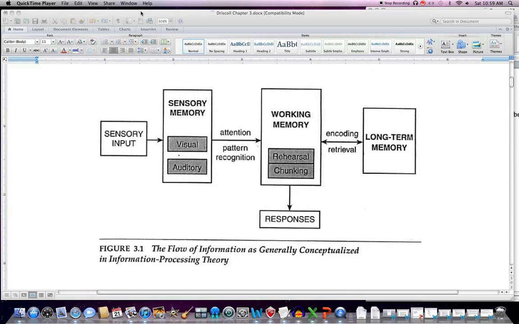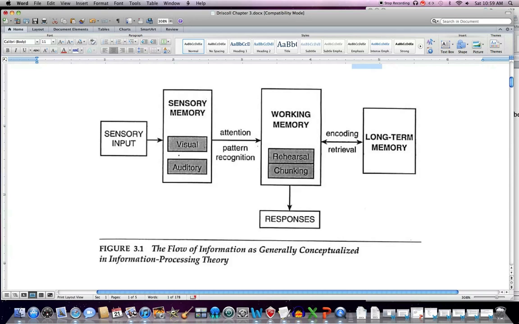Now we're going to talk about the information processing model itself and kind of do an overview of it. As you can see from this diagram, this figure, which is in the Dricsoll book, it shows that there are three basic components here. Sensory memory, working memory, sometimes referred to as short-term memory, and long-term memory.